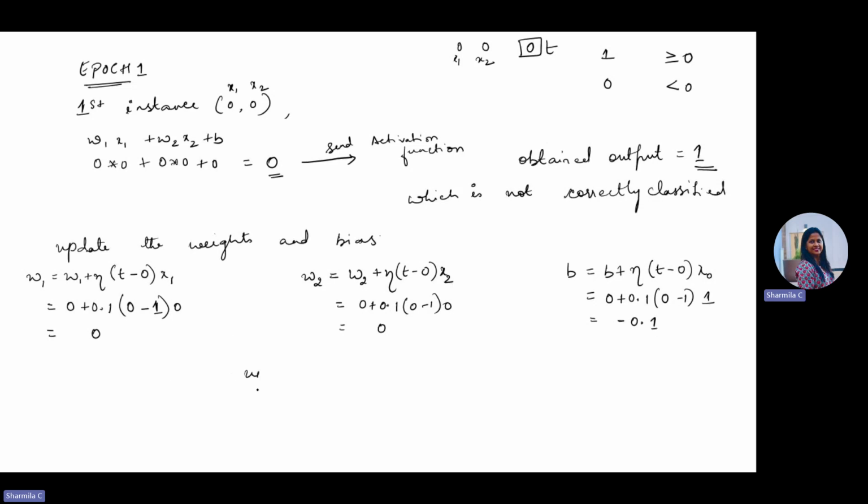So what are the updated weights we are going to get? The updated weights we got are W1 is 0, W2 is also 0, but the bias value has changed from 0 to minus 0.1. Right? Now with this, we'll consider the second instance in epoch 1. The second instance is 0, 1. What is the target now? The target equals 1.